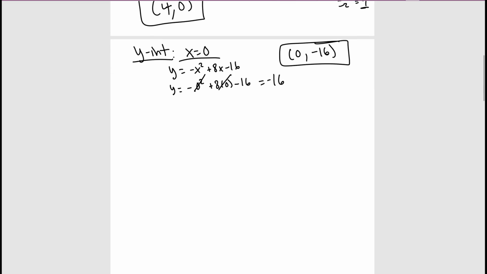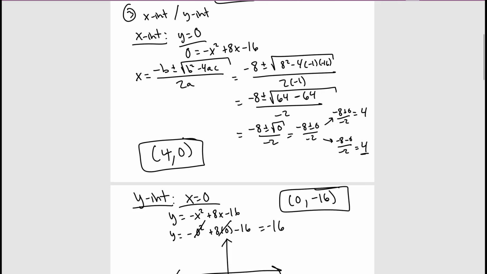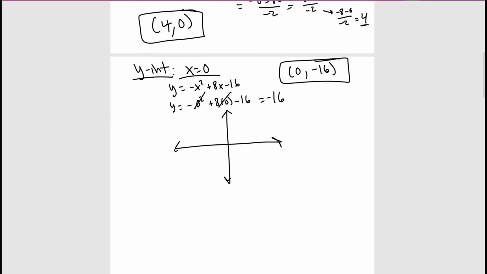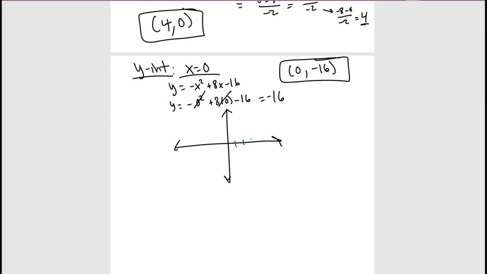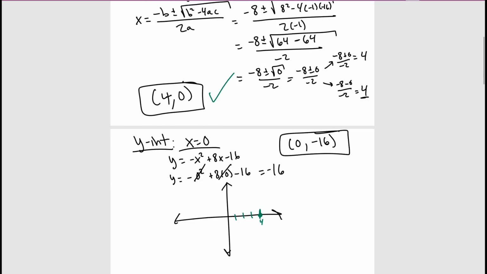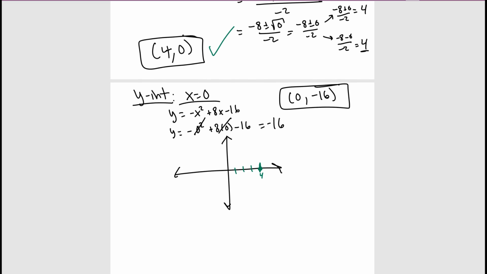All right. So now let's go ahead and plot this. We are going to start first with our vertex. We know it's going to open down. Our vertex in this case is going to be 4, 0. So at 4, 1, 2, 3, 4, 0. Then, that was my vertex. My x-intercept is also 4, 0. So that's just going to stay there. It's the same one. My y-intercept is 0, negative 16. So 1, 2, 3, 4, 5, 6, 7, 8, 9, 10, 11, 12, 13, 14, 15, 16, 17. Oh, not 17, 16. So this is negative 16. Let's pretend that's negative 16. And we know that it's going downward, so it's going to go further down.